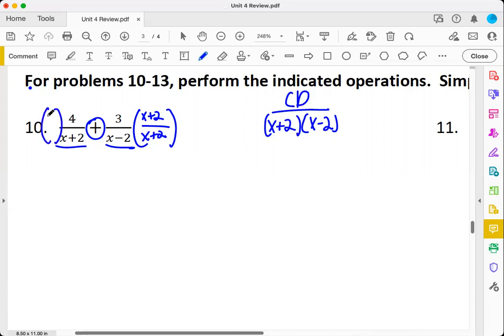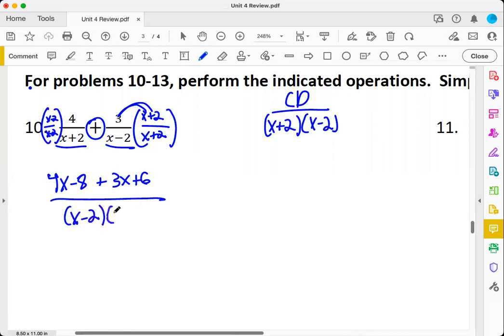And then over here, this is missing x minus 2. And if you distribute 4 in, it gives you 4x minus 8. And now you're adding on 3x plus 6. And again, this is now all over the same denominator, which is going to be a nice little difference of squares, just factored out. If we combine like terms, 4x and 3x gets you 7x, negative 8 plus 6 is negative 2. And then that's about as good as it can get.